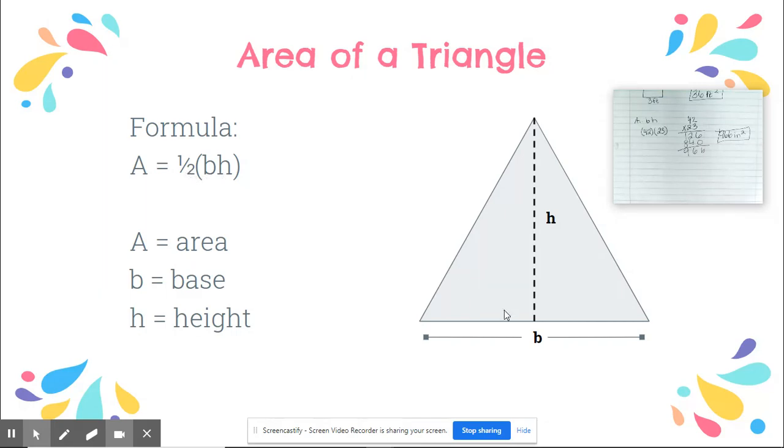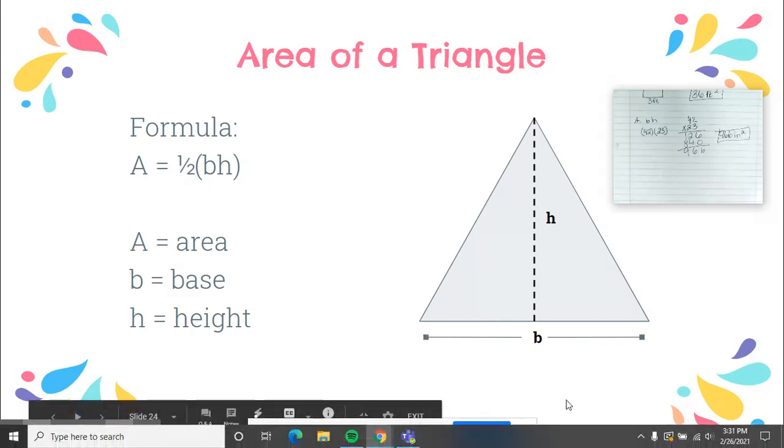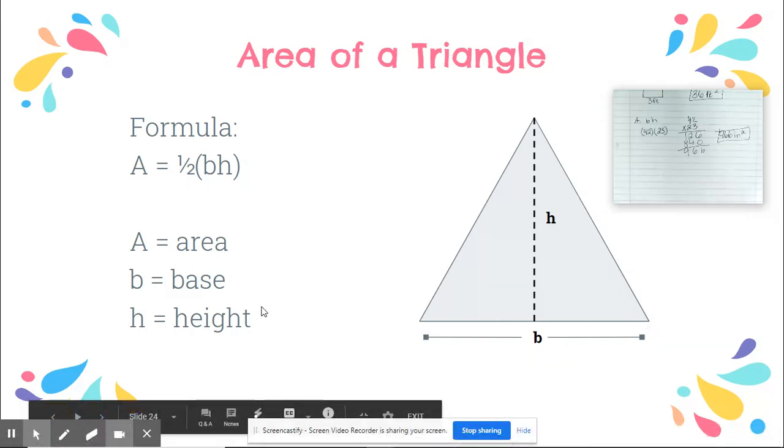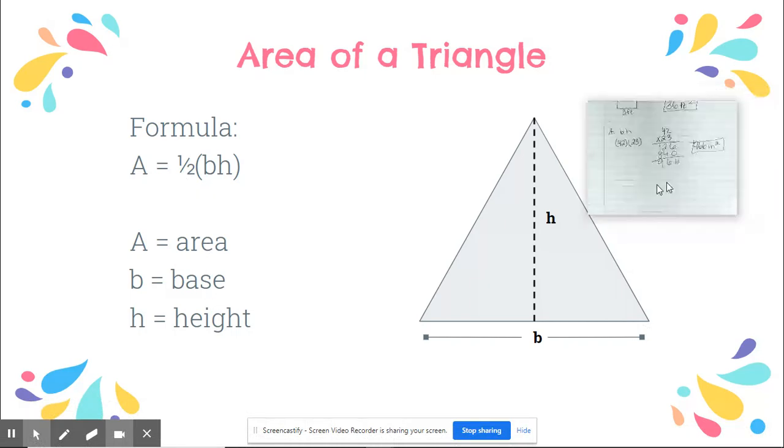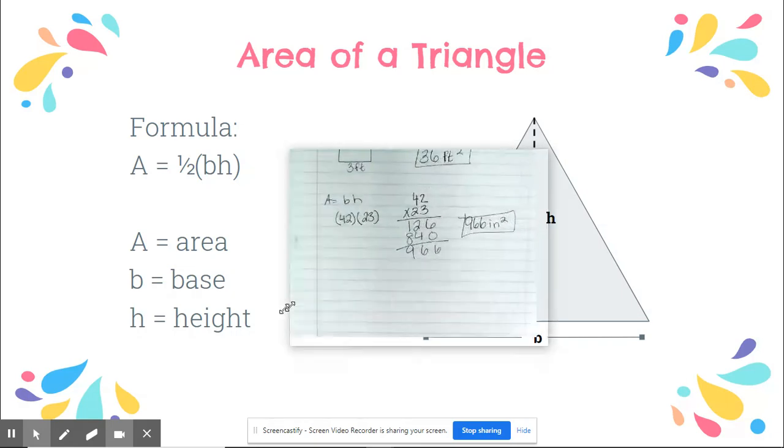And if you notice, if I put another triangle exactly the same here, it would make a rectangle, which is why it's 1/2 of the rectangle formula. Okay? I will show you. Let me draw you a triangle.